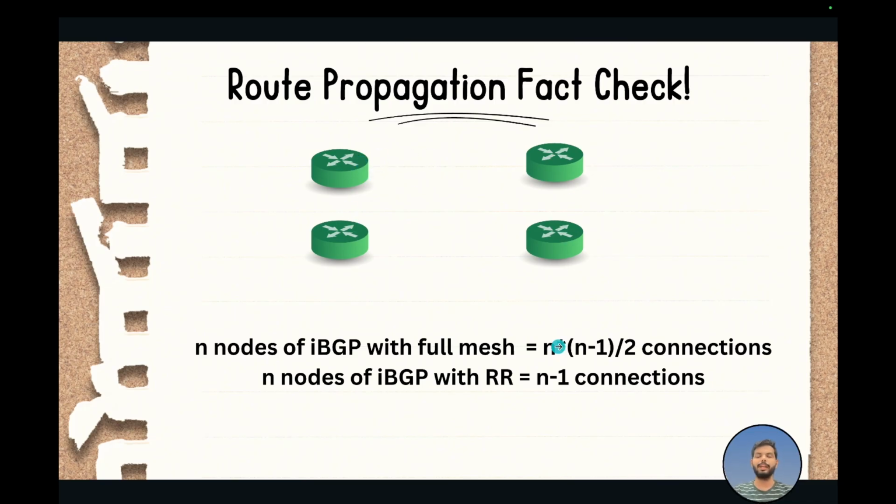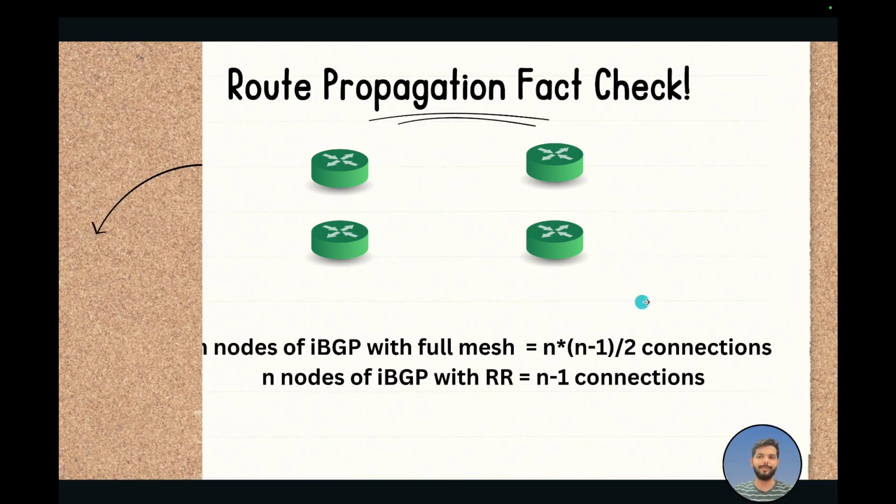So these are the maximum and minimum connections that we might need if we want to propagate our routes that are learned via IGP to all other neighbors. So that's the basic math calculation that I wanted to bring up.